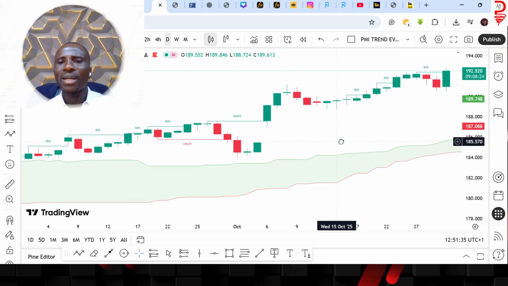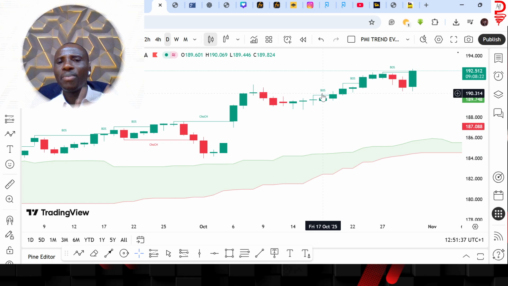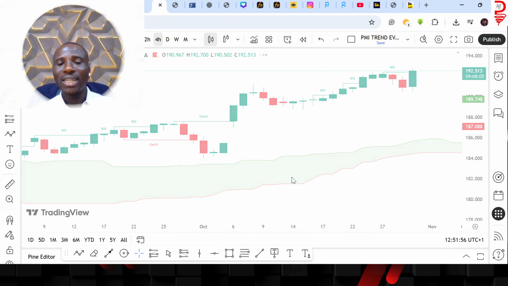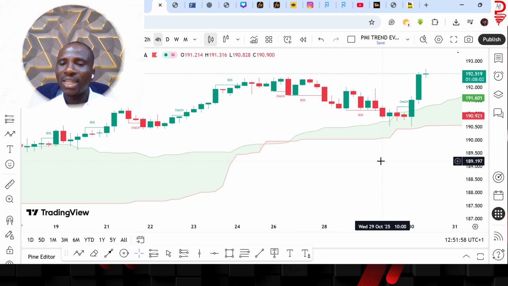So looking at the chart, we notice that we have a series of change of character in favor of the bullish market structure. Then we have break of structure too, break of structure, break of structure. We have now confirmed that our market directional bias, market orientation, and the market structure are all saying we should buy. So we are now going to move to the 4 hours chart. And this is how we take the trade. And of course, you will see how we take the trade now.